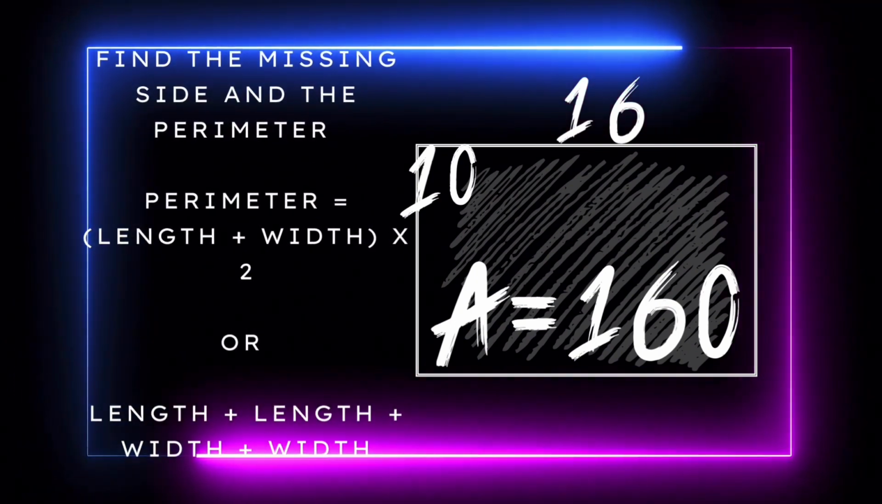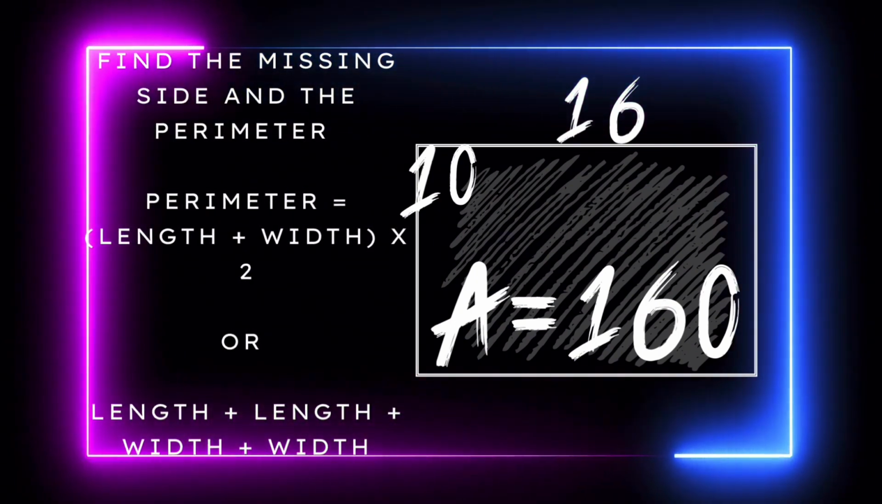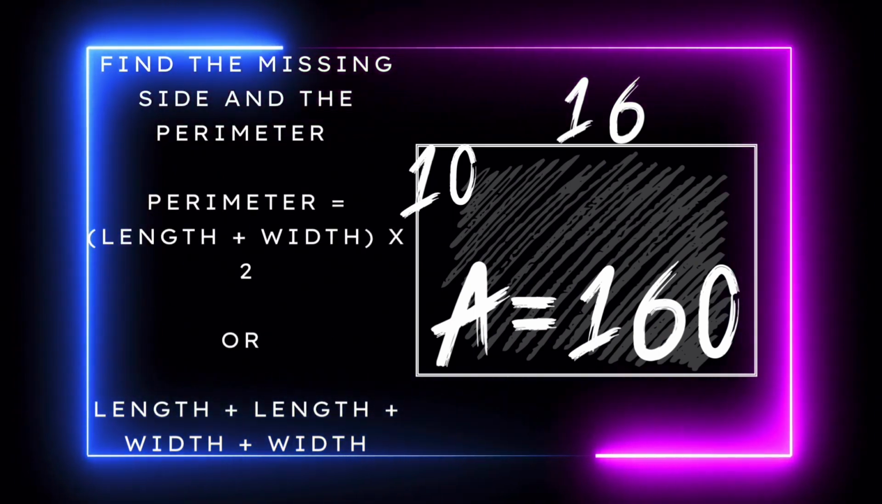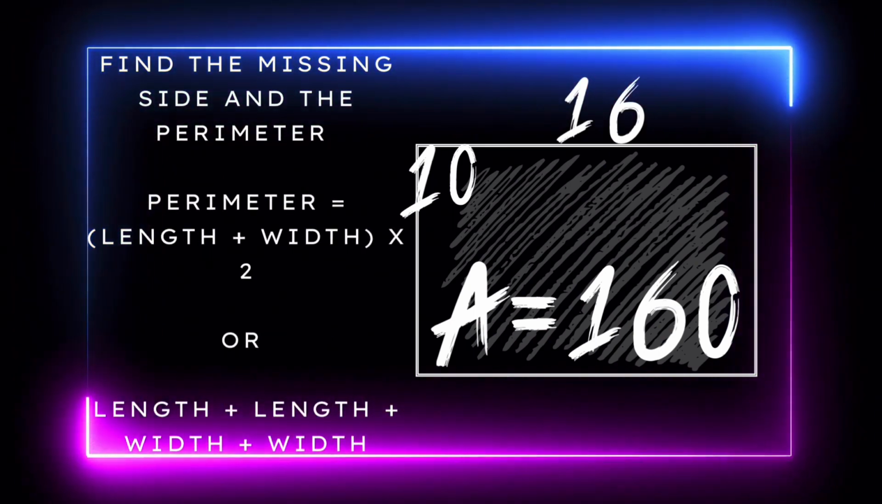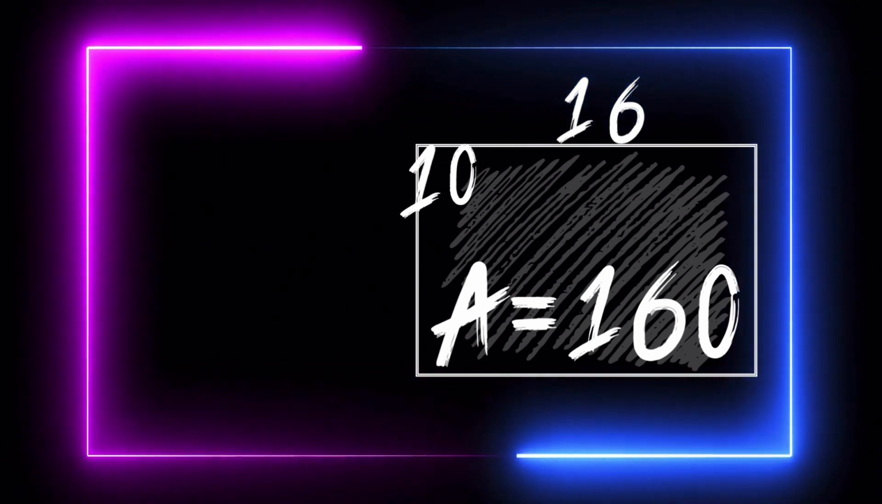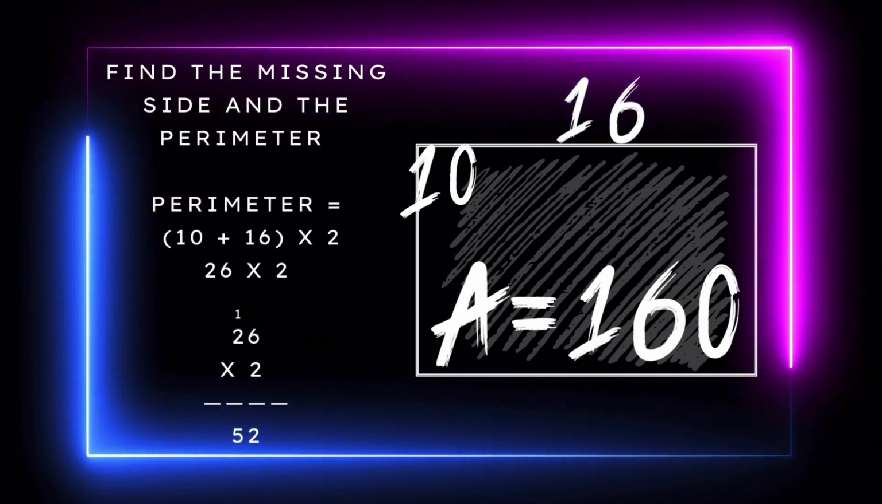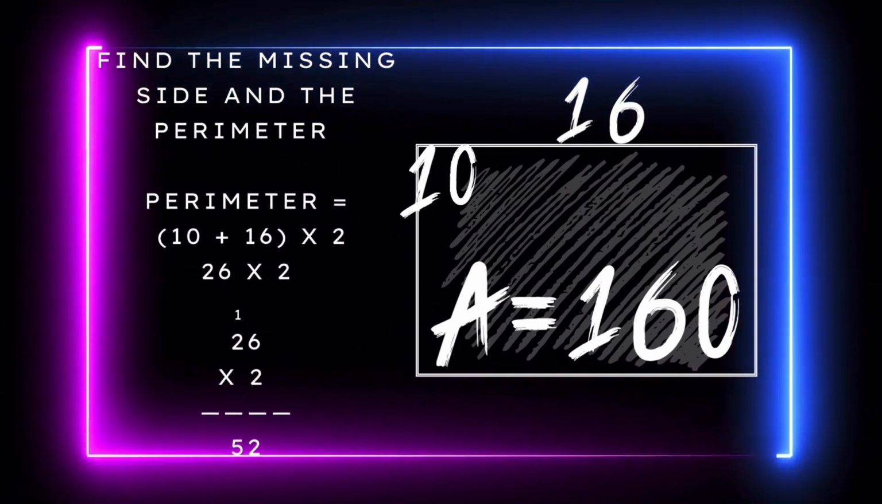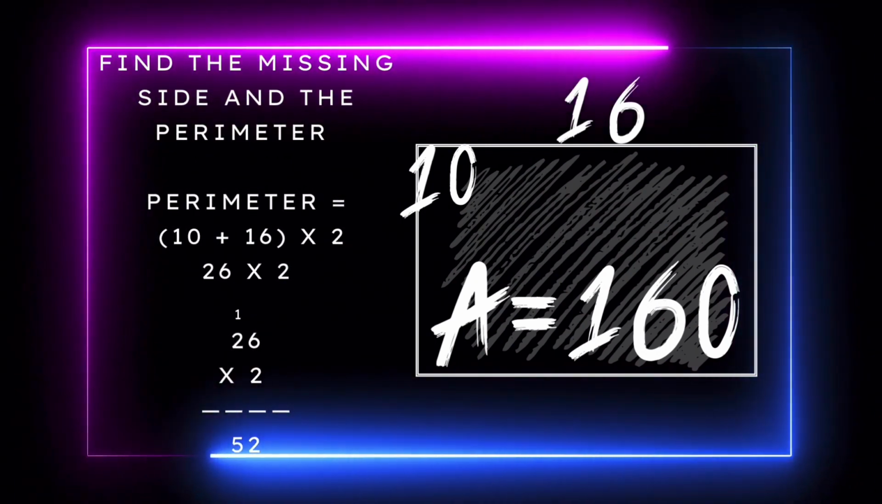So now we can solve our perimeter. Our perimeter equals length plus width times 2, or length plus width, and our sides are 16 and 10 now. So to solve the perimeter equals length plus width times 2, that's 10 plus 16 times 2. 10 plus 16 is 26 times 2.